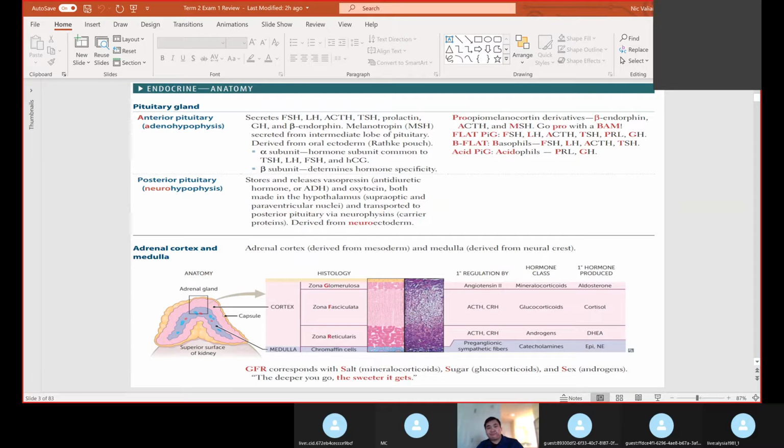Now, we're going deeper. Zona reticularis. How are we going to regulate this layer? The same as the regulation of zona fasciculata, ACTH. However, here you are producing androgens. And don't forget the adrenal medulla, where you can see chromaffin cells, high yield. They are regulated by preganglionic sympathetic fibers. They secrete catecholamines, epinephrine and norepinephrine.